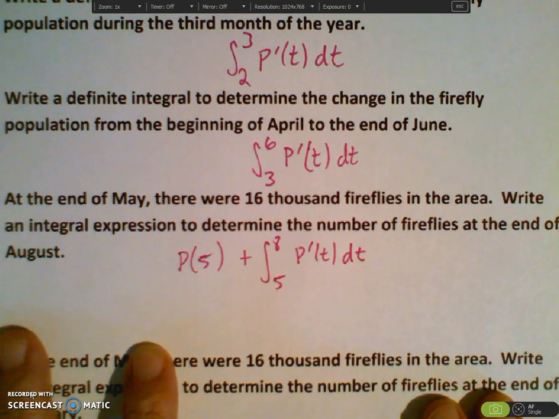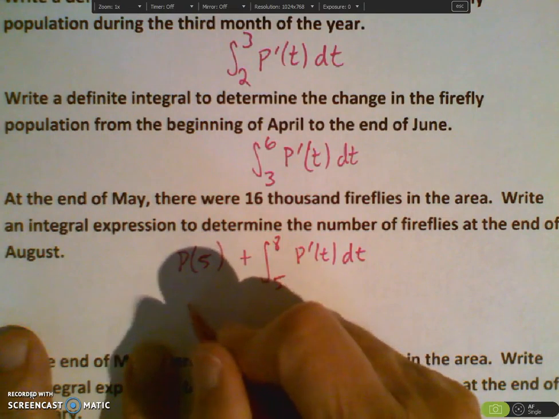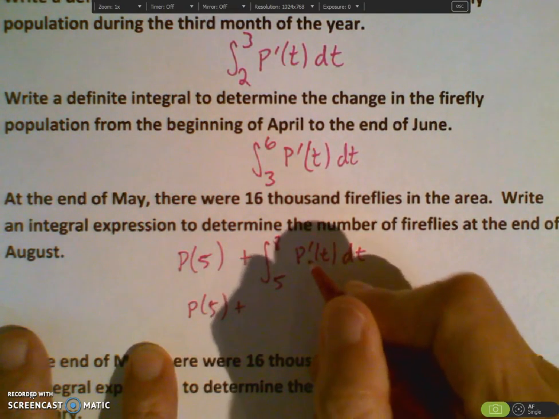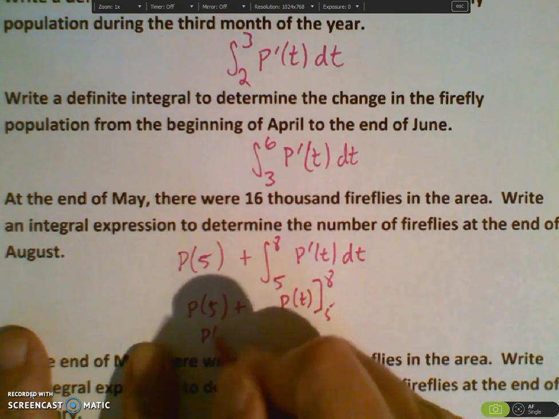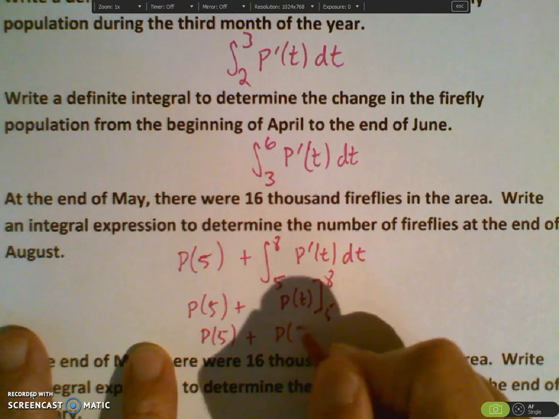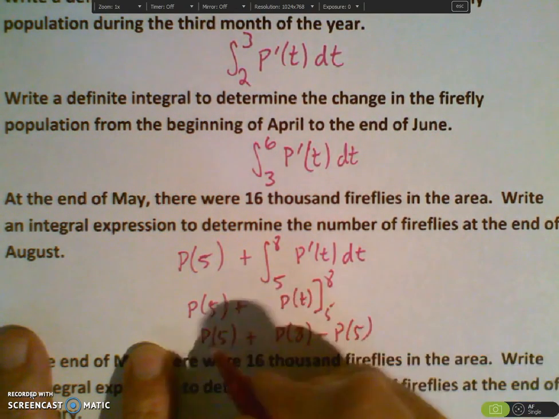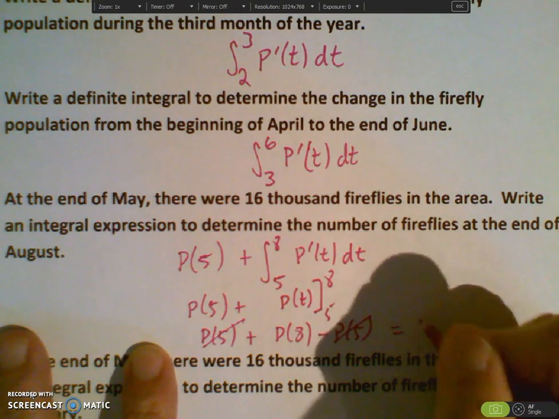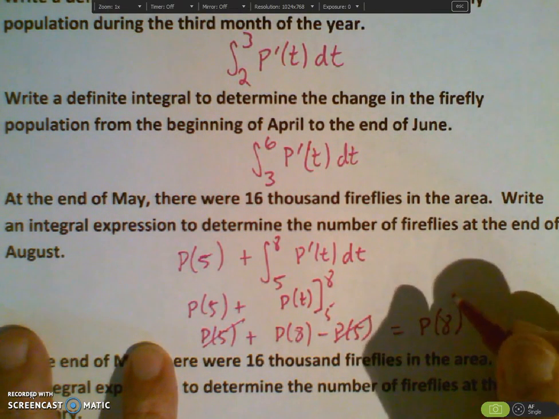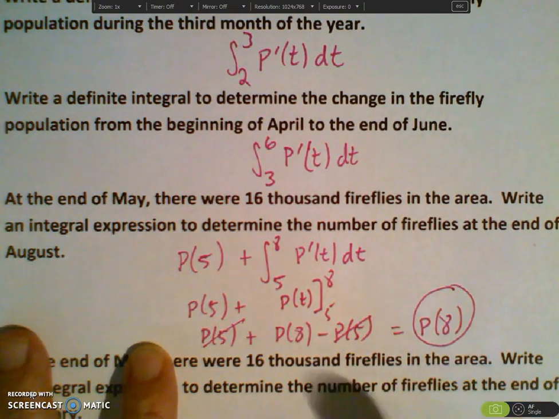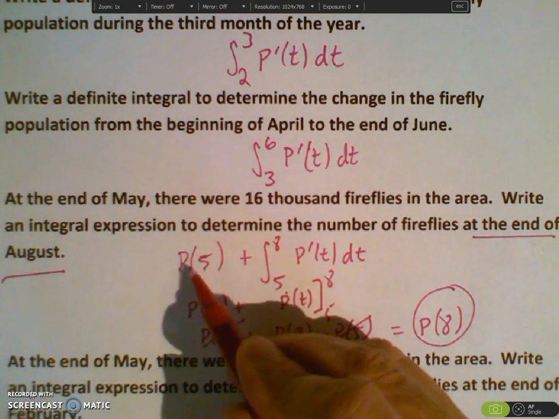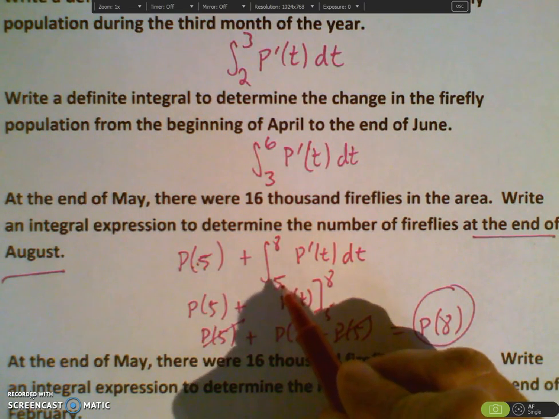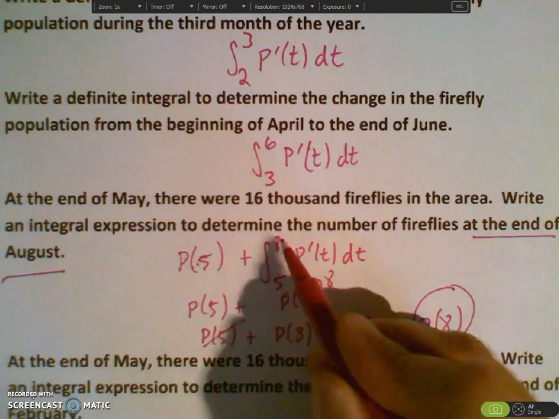Is there a way to check this? Yes, in fact there is. What I can do is if I integrate p prime, that'll put me at p of t, and then using the fundamental theorem of calculus, I'll have p of 5 plus p of 8 minus p of 5, and notice the p of 5's drop out, and I'm left with the population at the end of the 8th month. That's what I was looking for. And so this seems like a good approach. Notice that these values here have to match the initial value, and so this is where I start from, and then I'm going to there.